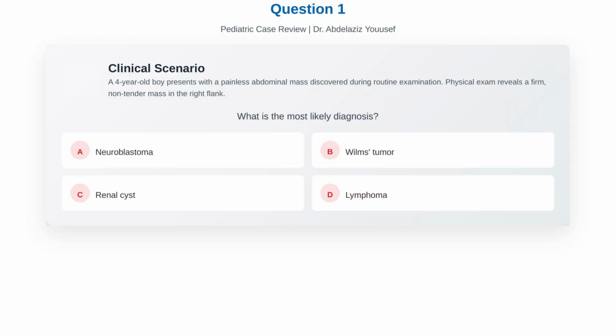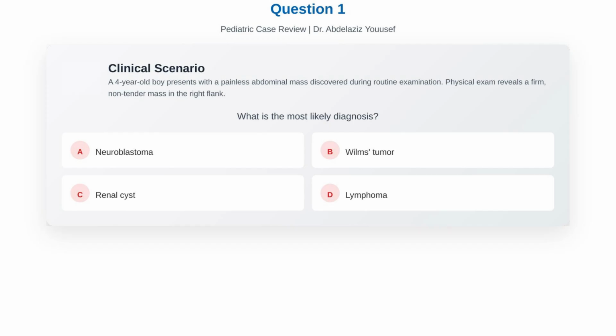A 4-year-old boy presents with a painless abdominal mass discovered during routine examination. Physical exam reveals a firm, non-tender mass in the right flank. What is the most likely diagnosis? Option A, neuroblastoma. Option B, Wilms tumor. Option C, renal cyst. Option D, lymphoma.